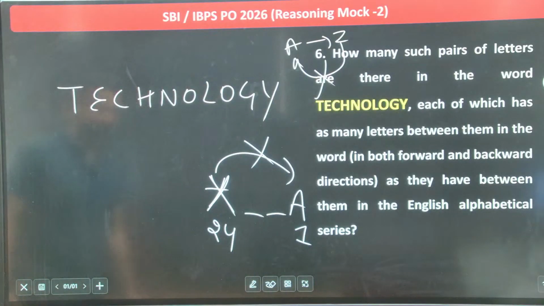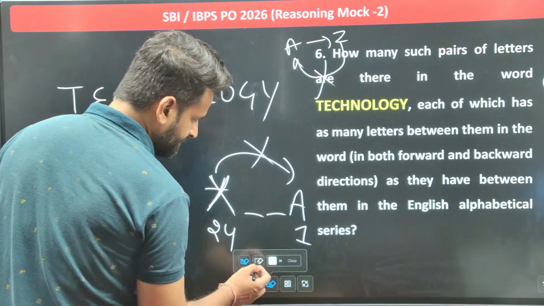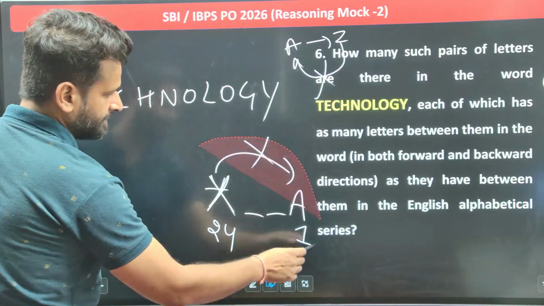So yes, technology na solve karna tha. We have to solve this.